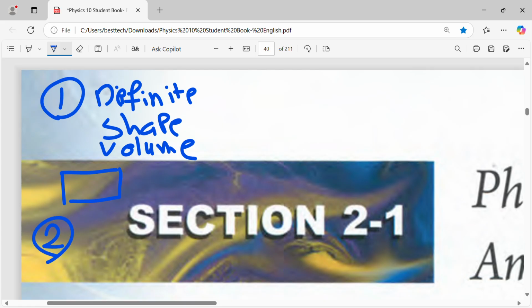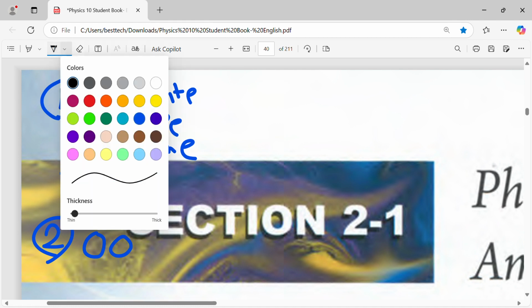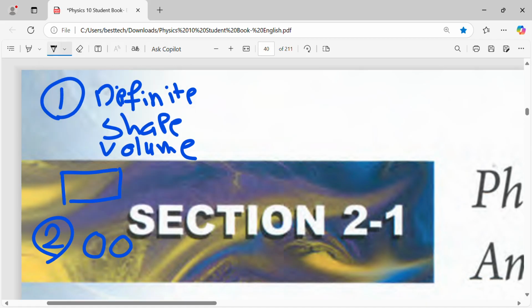The second property of the solid: we have two molecules in a solid, 1 and 2. Look, these two molecules are so close to each other. Look at it, the distance between the molecules is so close. So the second property of the solid is that the distance between these molecules is so close.